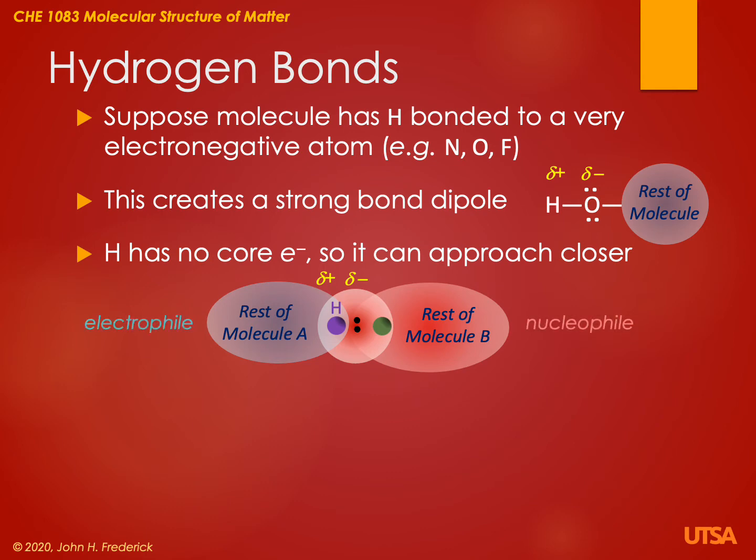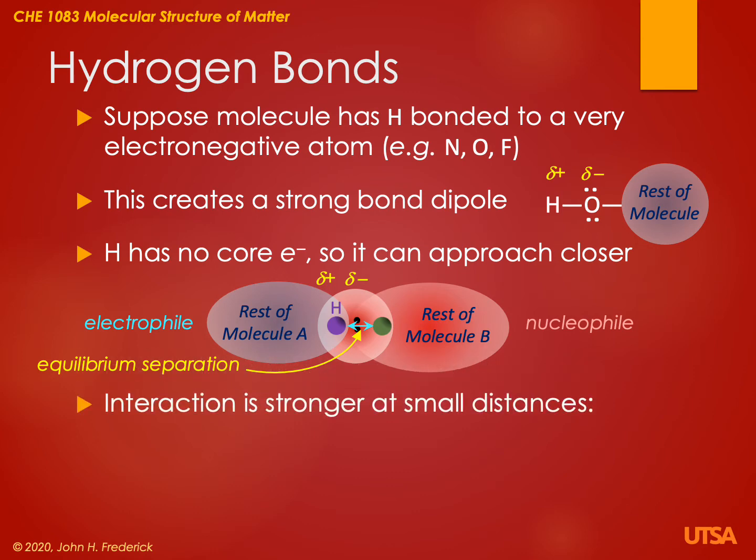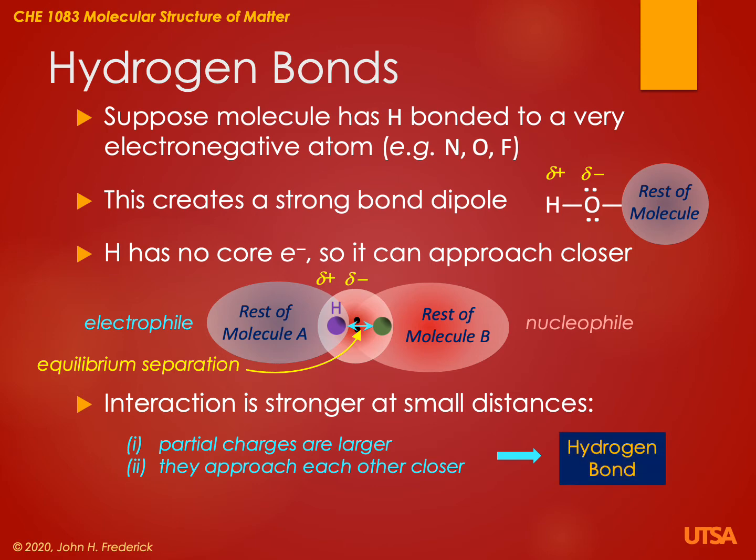So when we bring it to equilibrium separation, it's a much closer separation, and the interaction is going to be stronger at these small distances. Now, I'll note that because we're attaching hydrogen to a very electronegative element, the partial charges are going to be larger in this case, and they can now approach each other closer. So the net effect is to make a very strong dipole-dipole interaction, and because it's particular to having hydrogen involved, we call this a hydrogen bond. You shouldn't confuse this with a covalent bond to hydrogen. It is a particular type of dipole-dipole interaction that is enhanced by involving a hydrogen.